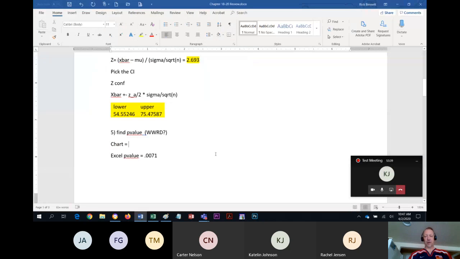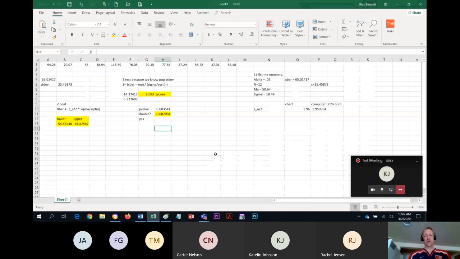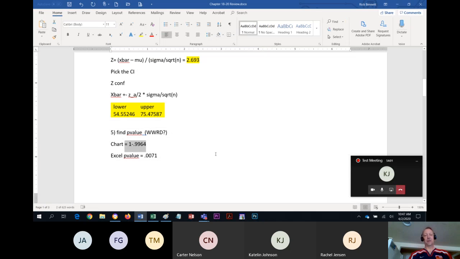So with the chart, I need to subtract it from 1 though. 1 minus 0.9964 with my fancy dancy calculator. 0.0036, and then I need to double that. It's 0.0072, so it's slightly different. That's pretty good. And then I need to multiply that times 2. Okay, so your answer is slightly different on whether you use the chart or the p-value.